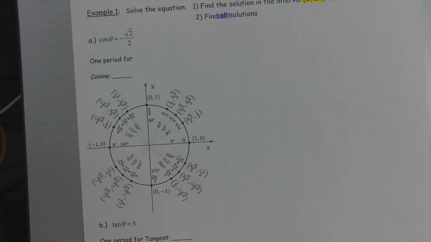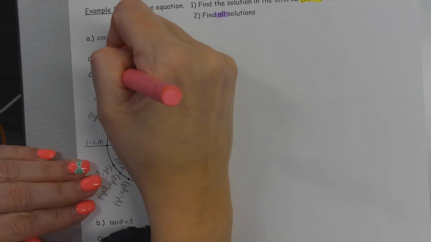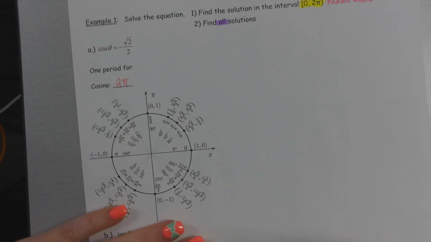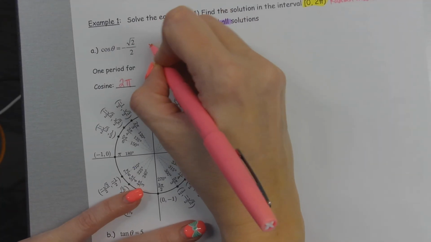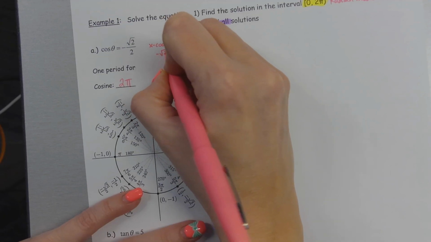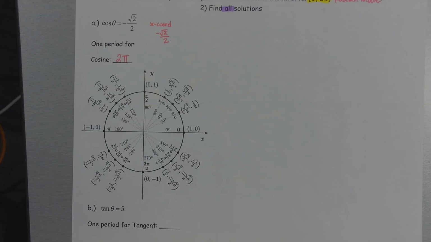Okay, so for your cosine of theta, it says it equals negative root 2 over 2. Remember that 1 period for cosine is 2 pi. I want you to go ahead right now and circle the 2 places on your unit circle where the cosine is negative root 2 over 2. So remember the cosine is going to mean your x coordinate. So where is your x coordinate negative root 2 over 2? So go ahead and circle those on your unit circle. Okay, we're in radian mode, so I want you to circle the radian values.